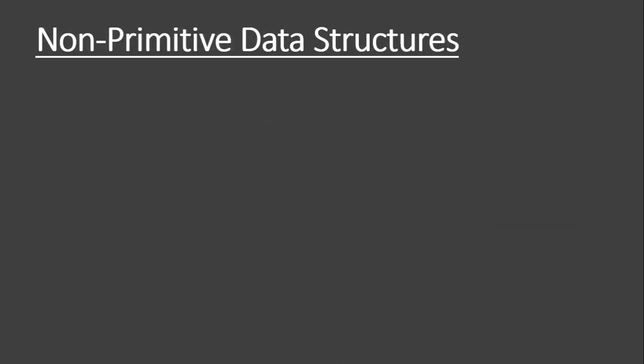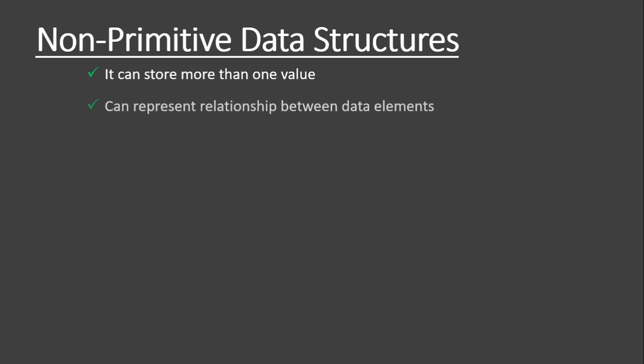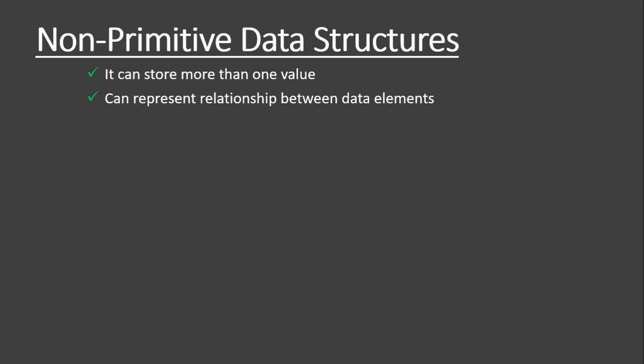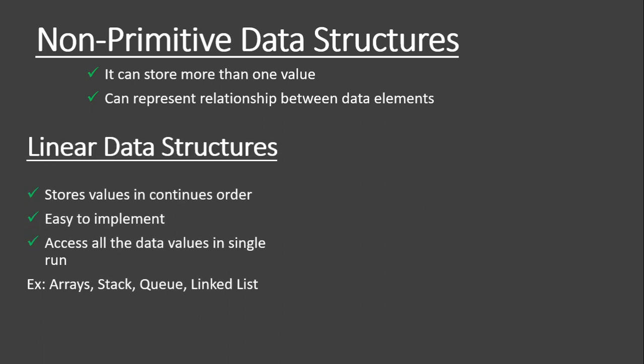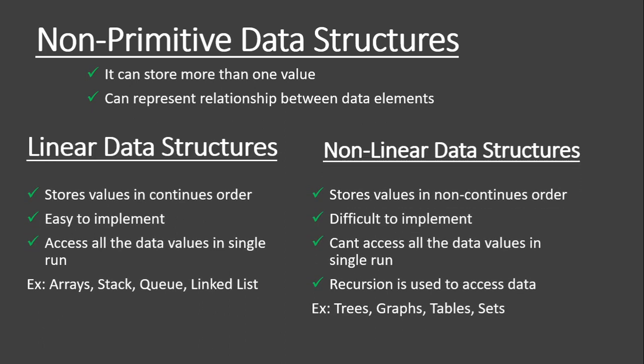And coming to non-primitive data structures, they can store more than one value, unlike primitive data structures. Because of this reason, we can establish a relationship between different data values in a data structure. And coming to linear and non-linear data structures, you can see the distinction here. Linear data structures can store values in a continuous fashion. The word linear means continuous or sequential, whereas a non-linear data structure stores values in a non-sequential or non-continuous order.